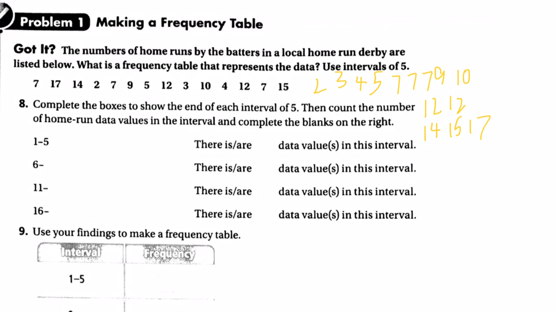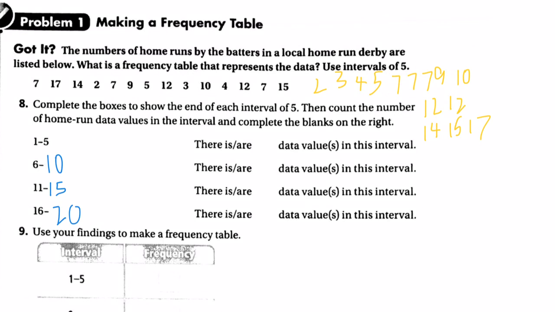Now that I can see my data represented from smallest to largest, it's going to be easier to complete this question for number 8. It says complete the boxes to show the end of each interval of 5. Then count the number of home run data values in the interval and complete the blanks to the right. So now my intervals are 1 to 5, 6 to 10, 11 to 15, and 16 to 20. And if you look at your data points, we have it from 2 to 17. So that represents the data that is there using intervals of 5.